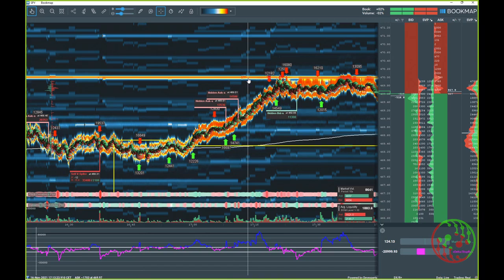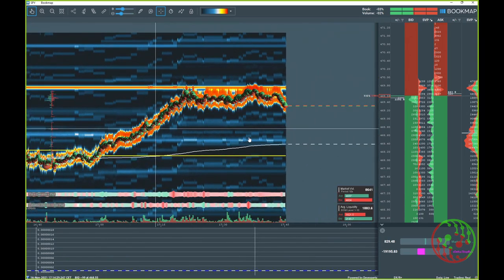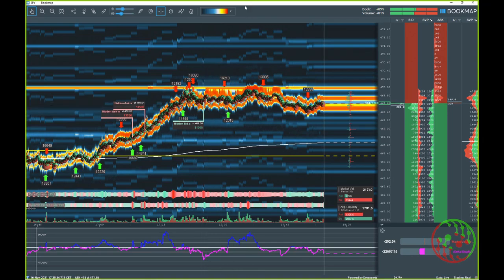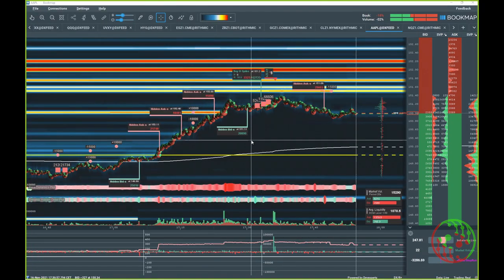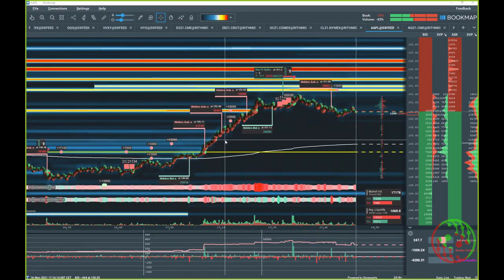That means 20 points in the S. So one SPY point is 10 points in the S. So that's the SPY with synthetic icebergs supporting them. I just wanted to show you synthetic icebergs on.